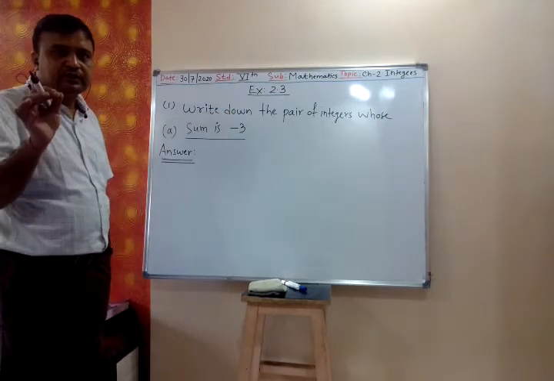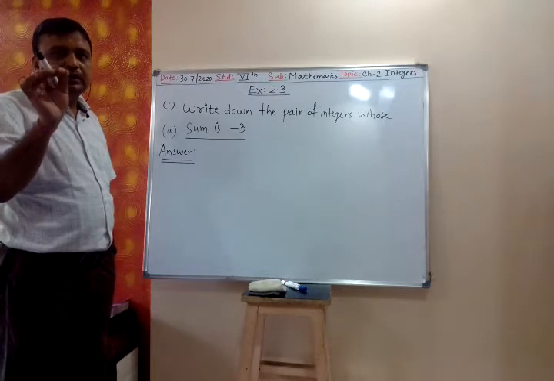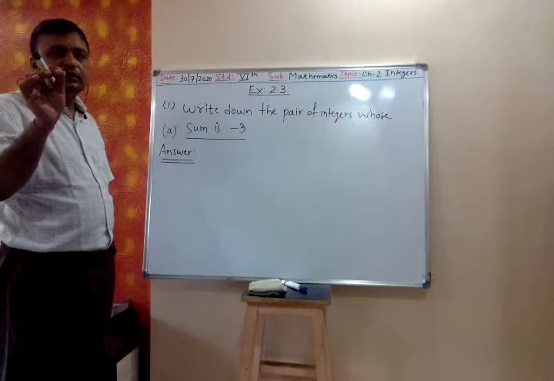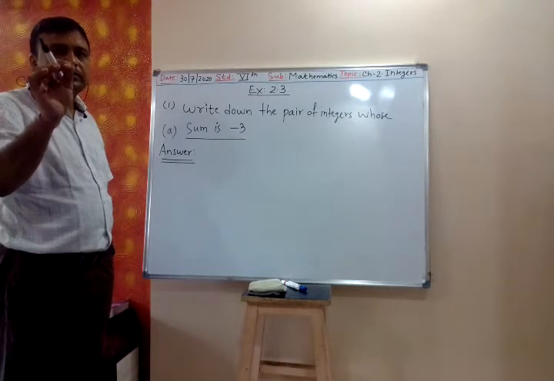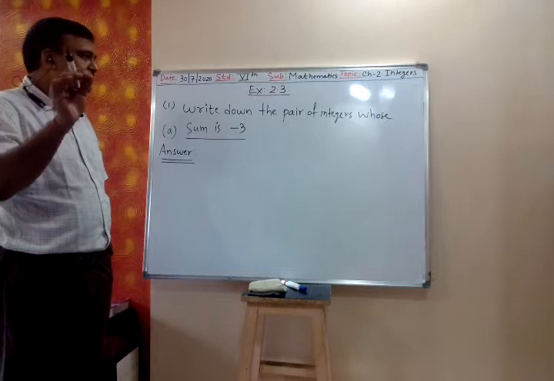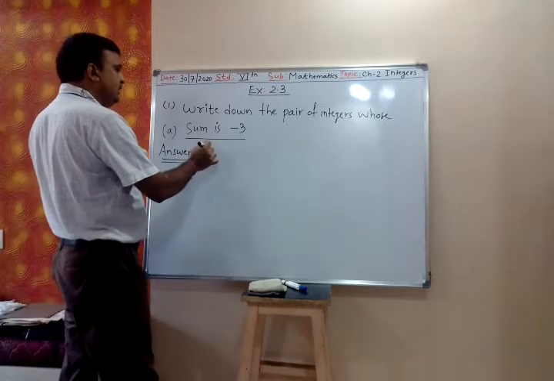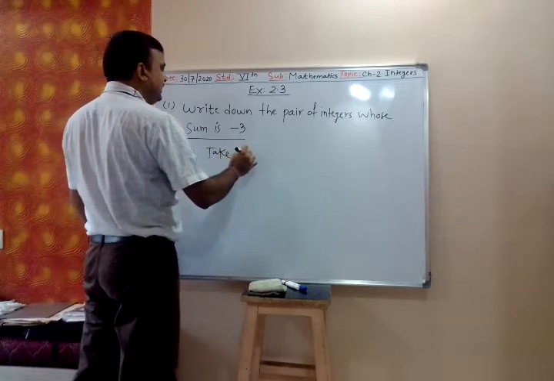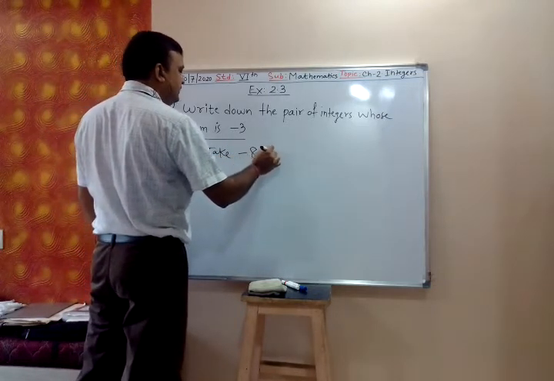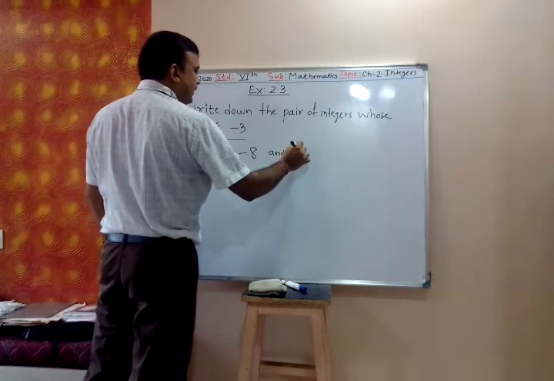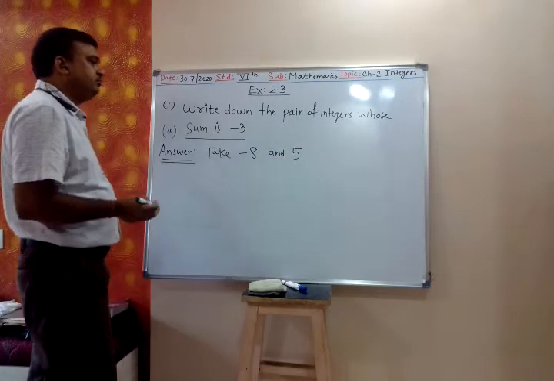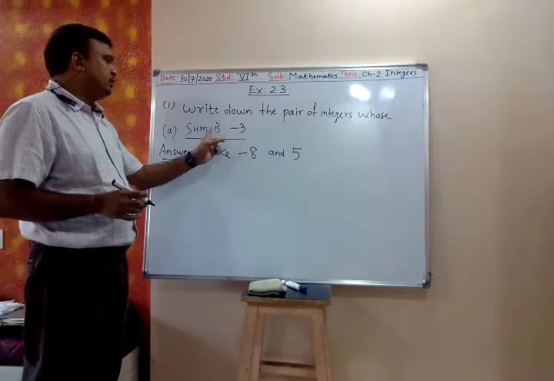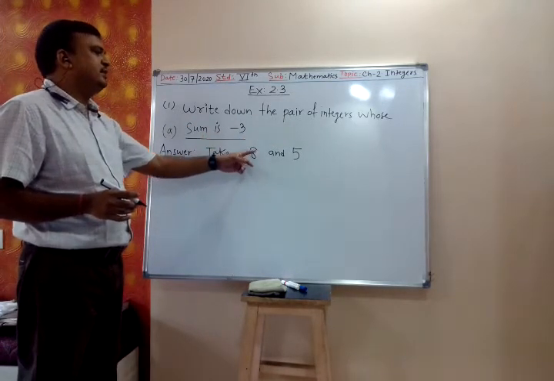Sum means addition, and pair means 2. So find two integers whose sum, meaning addition, is -3. So we can take the integers -8 and +5. Take a pair of two integers whose sum is -3. So we have taken -8 and 5.